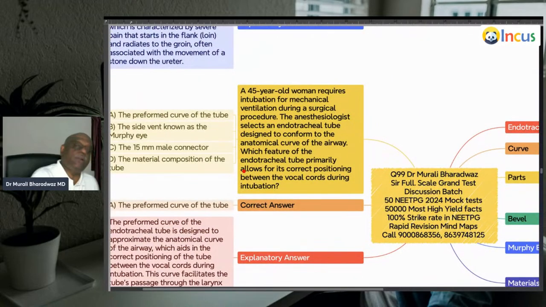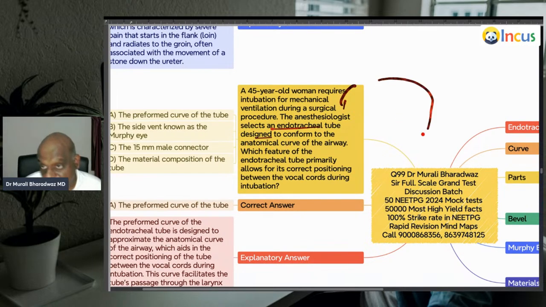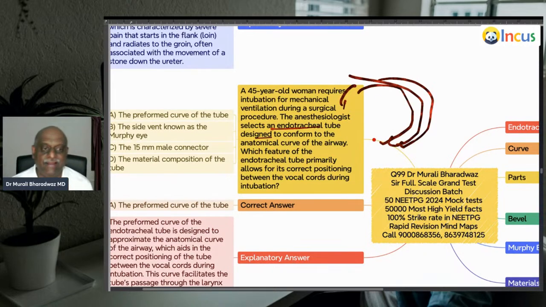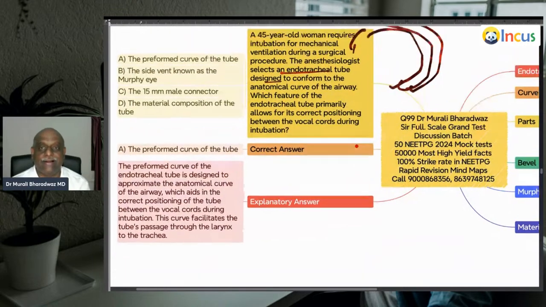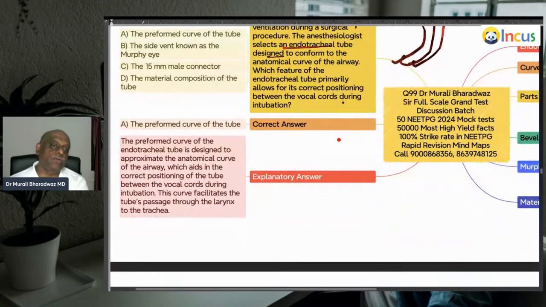A 45-year-old woman requires intubation for mechanical ventilation during a surgical procedure. The anesthesiologist selects an endotracheal tube designed to conform to the anatomical curve of the airway. So, which feature of the endotracheal tube will help? Preformed curve of the tube.